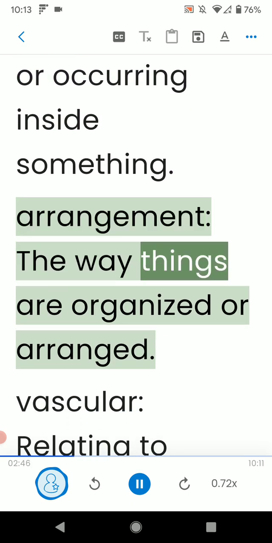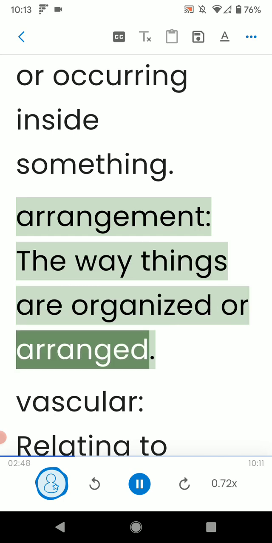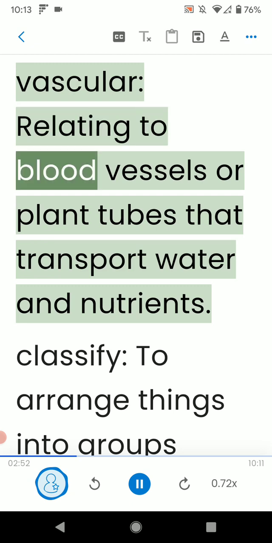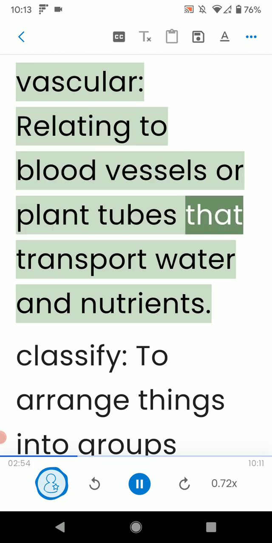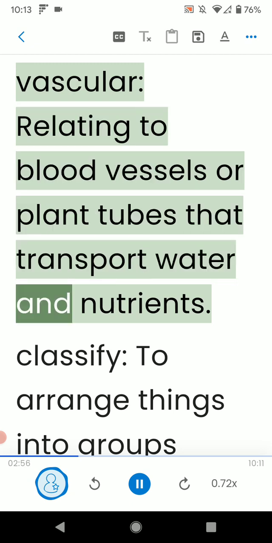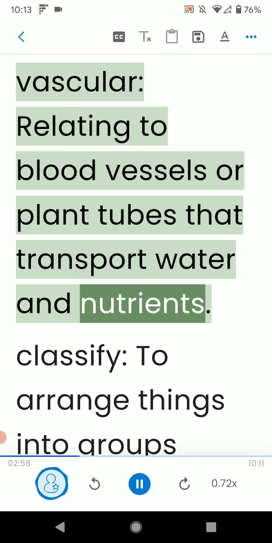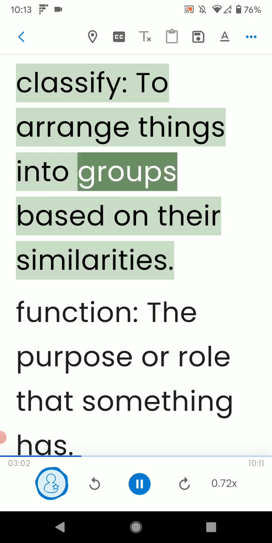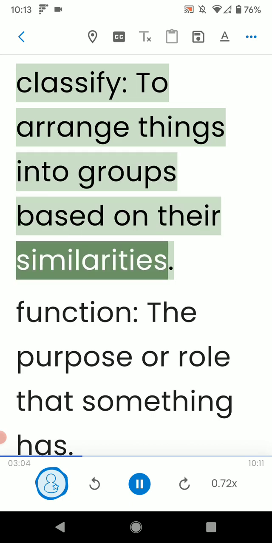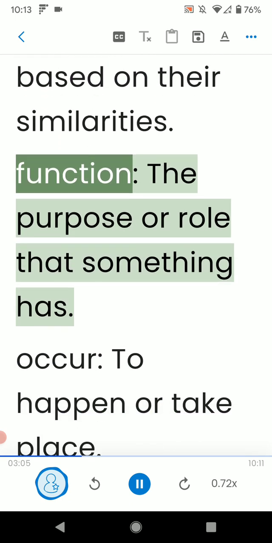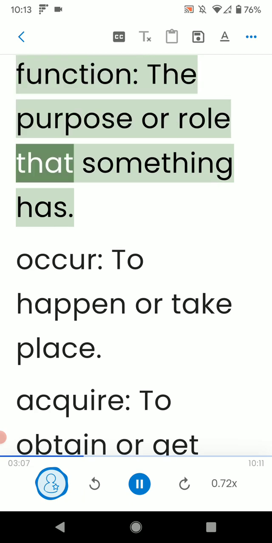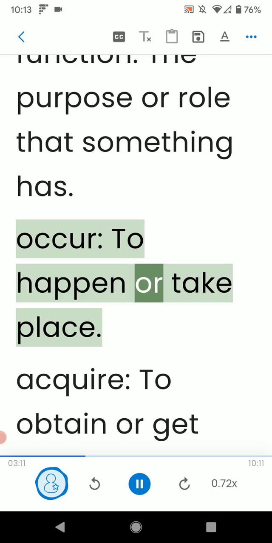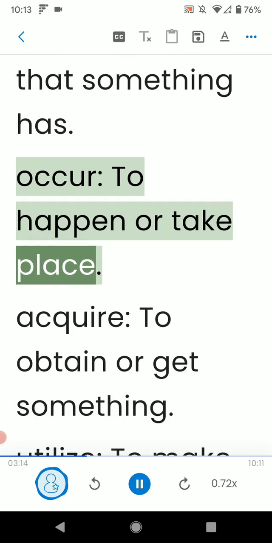Arrangement, the way things are organized or arranged. Vascular, relating to blood vessels or plant tubes that transport water and nutrients. Classify, to arrange things into groups based on their similarities. Function, the purpose or role that something has. Occur, to happen or take place.